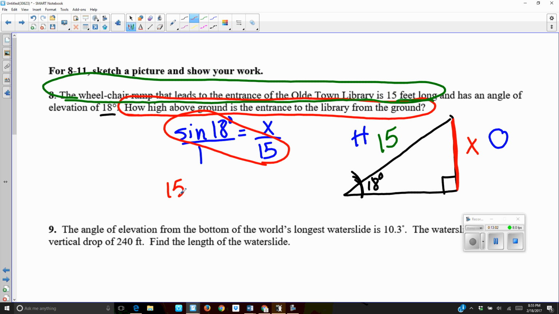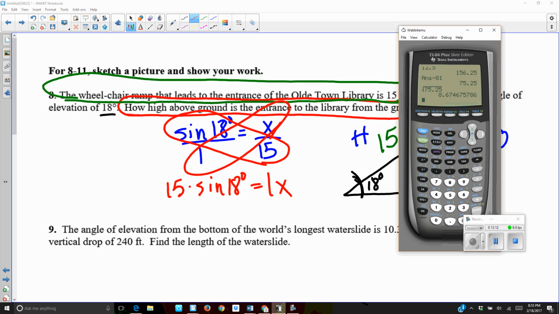Cross multiply: 15 times the sine of 18 degrees is equal to 1 times x. So type that in the calculator. 4.6, rounded to the nearest whole number, would be 5.